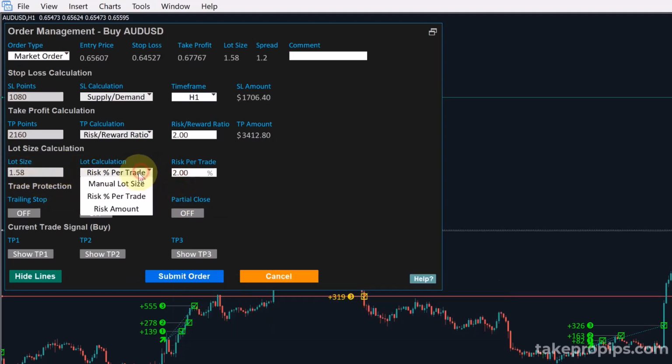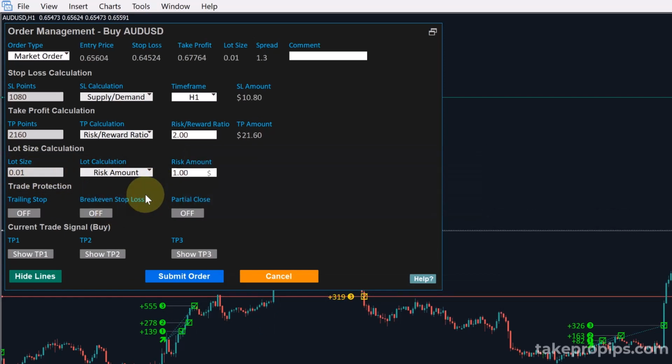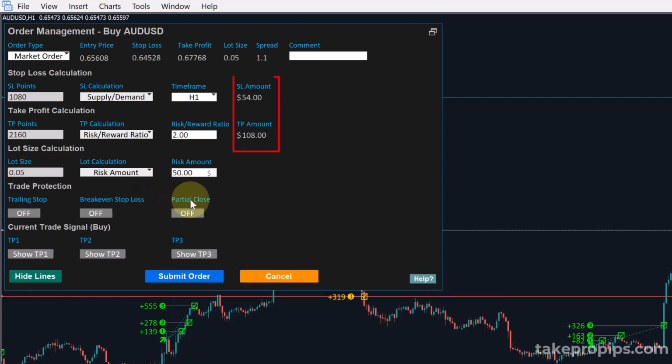Lastly, there's the risk amount per trade. Similar to the previous method, but instead of a percentage, you decide on a specific monetary amount you're comfortable risking. Say you're okay with risking $50 on a trade, the EA then calculates the lot size that corresponds to this risk amount. Once you set your lot size, you will also see the total amount of your potential losses and potential gains with this specific lot size.